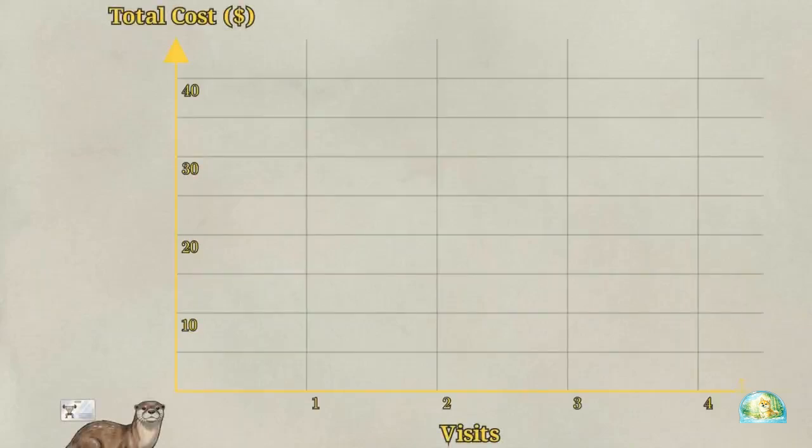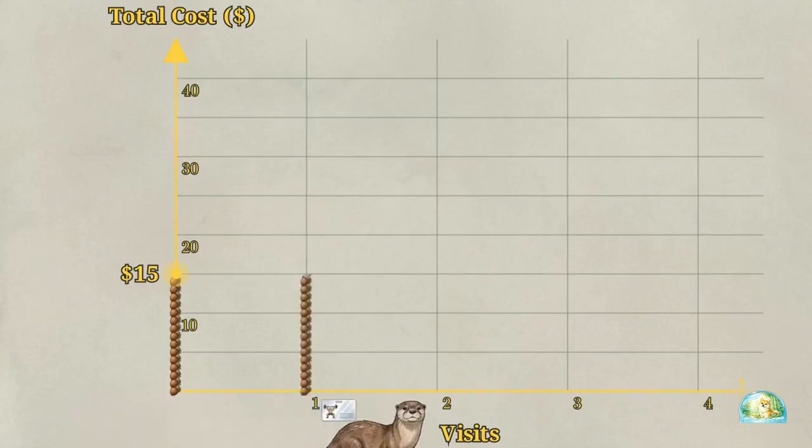Look at this scenario. A local gym charges a $15 sign-up fee, plus an additional $8 for every visit. Is the total cost a linear function of the number of visits? We start by identifying our initial value. That $15 sign-up fee acts as our starting point, our y-intercept.